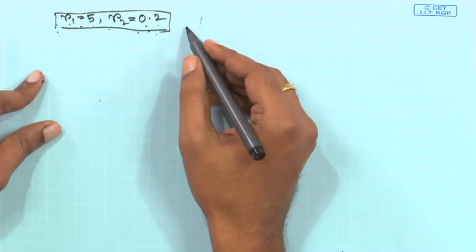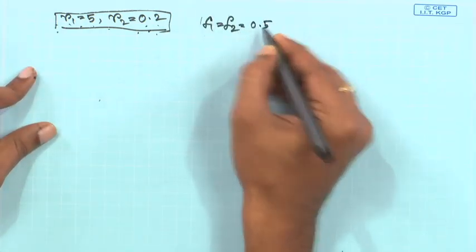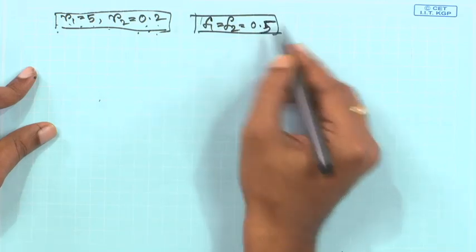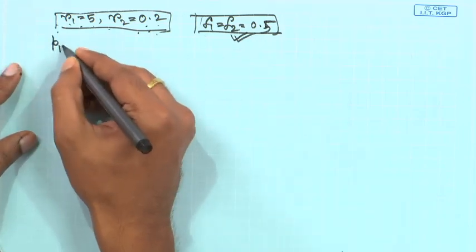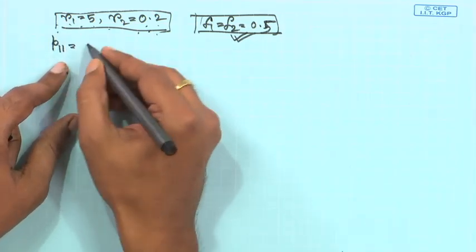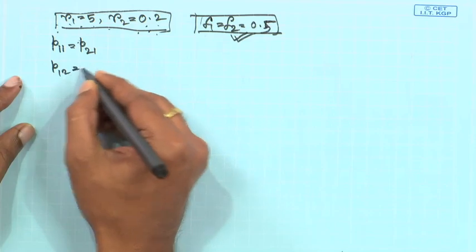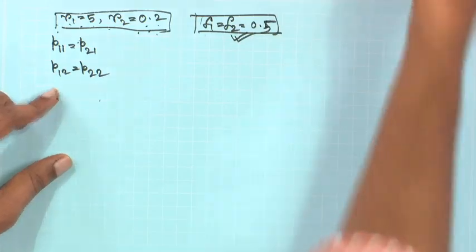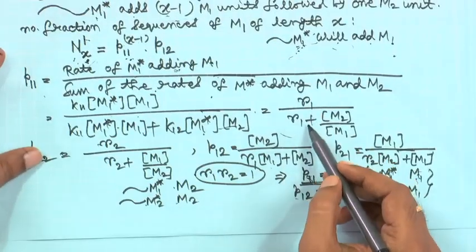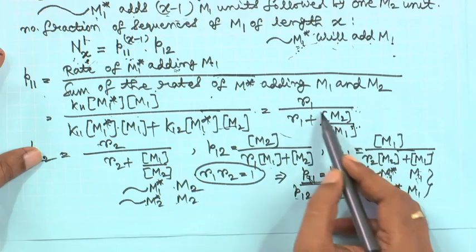Let us say small f1 equals small f2 equals 0.5, you take both of the monomers in equal proportion. So, this defines your co-monomer feed composition. Now, if you derive the expressions, P11 equals P21 and P12 equals P22. You know P11 is R1 divided by R1 plus M2 by M1, and in this case M2 by M1 is F2 by F1. So, this is equal proportion, so it is 1.